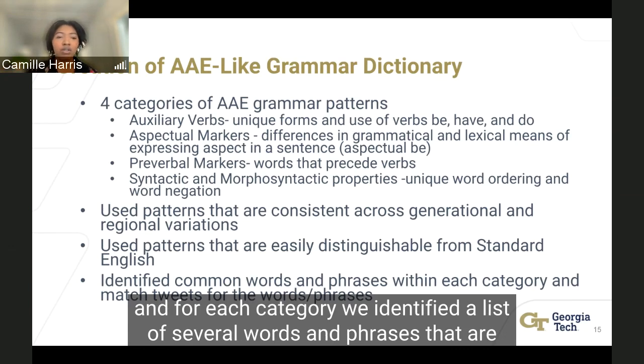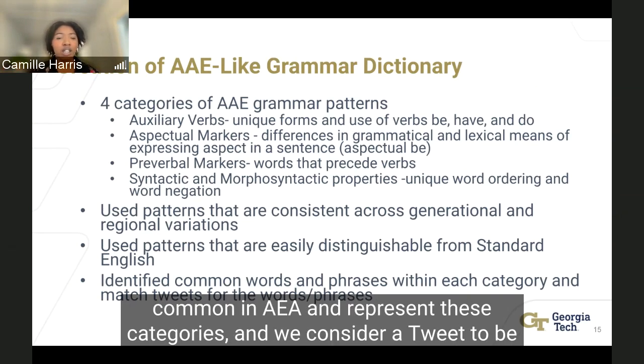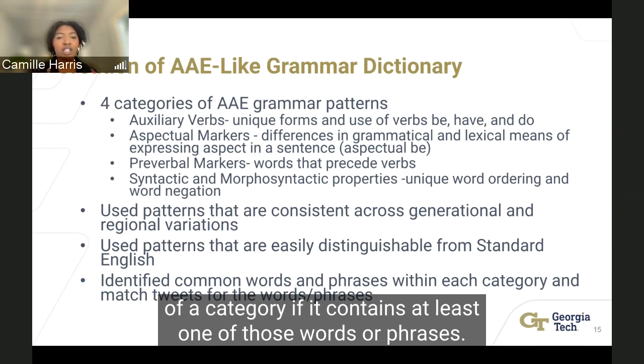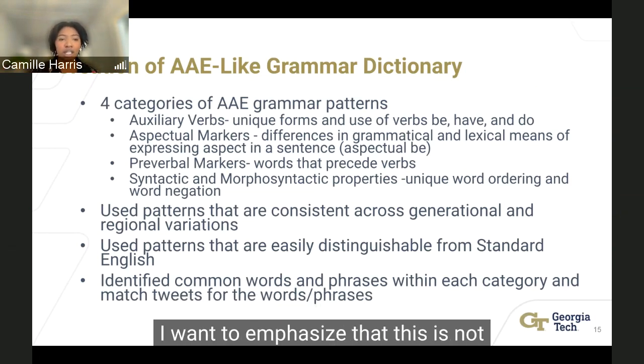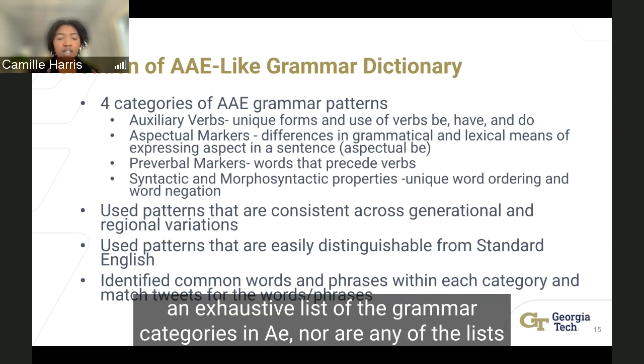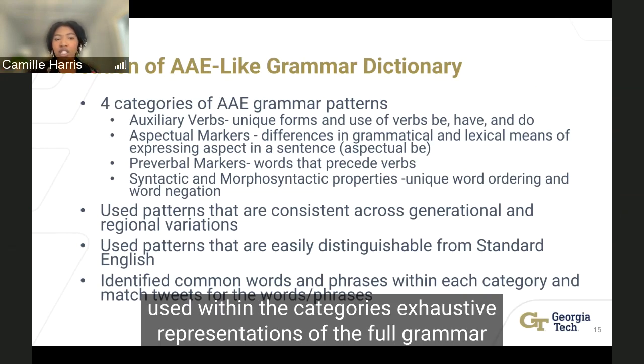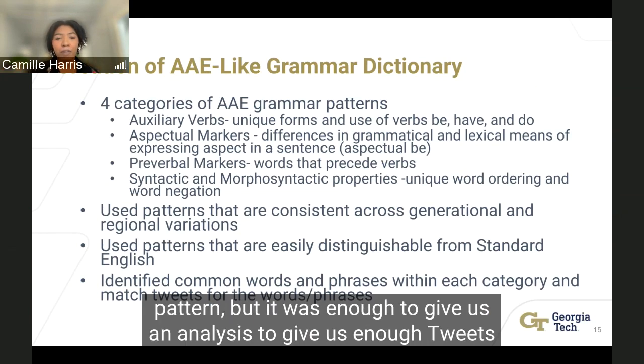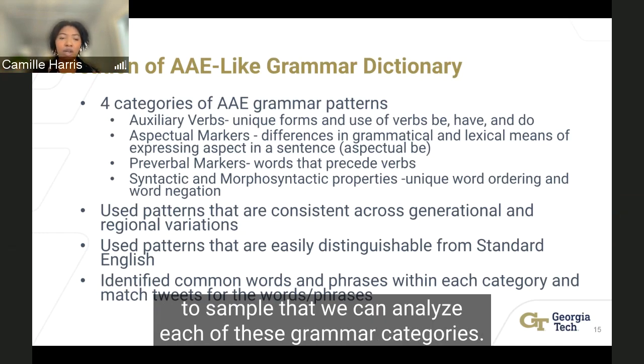And for each category, we identified a list of several words and phrases that are common in AAE and represent these categories. And we consider a tweet to be of a category if it contains at least one of those words or phrases. I want to emphasize that this is not an exhaustive list of the grammar categories in AAE, nor are any of the lists used within the categories exhaustive representations of the full grammar pattern, but it was enough to give us enough tweets to sample that we can analyze each of these grammar categories.